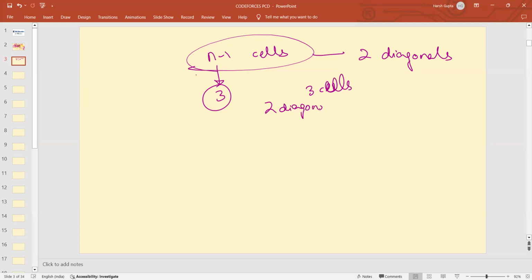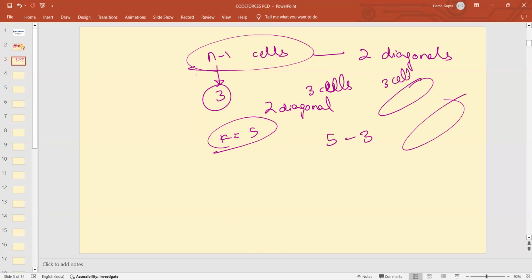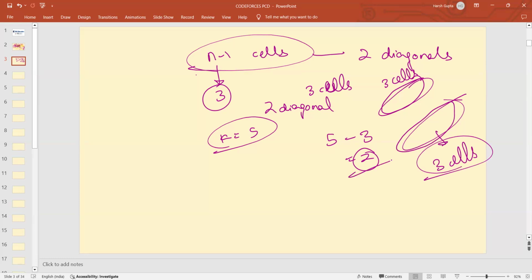Now let's suppose the value of k that is left, that is the number of chips left, was 5. So what will we do? We will simply do 5 minus 3, since there are two diagonals that contain 3 cells. First of all, the first diagonal we will entirely fill. So 5 minus 3 becomes 2. We are left with 2 chips, right? Now the diagonal contains 3 cells, so it will not be completely occupied. In that case, we are breaking.